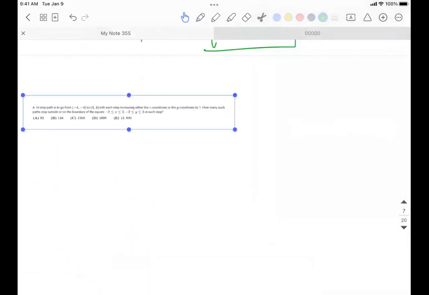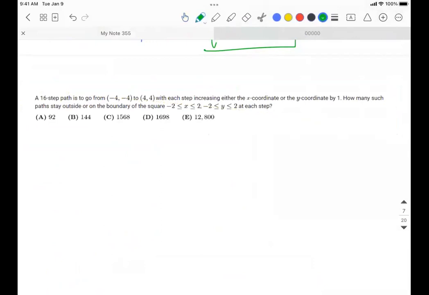This is a sample problem from AMC 12, from the year 2010. AMC 12A, question number 18. So the problem says what? A 16-step path goes from -4,-4 to 4,4. This is like a grid, with each step increasing either the x coordinate or y coordinate by 1. How many such paths stay outside or on the boundary of the square -2 to positive 2 for x, -2 to positive 2 for y?